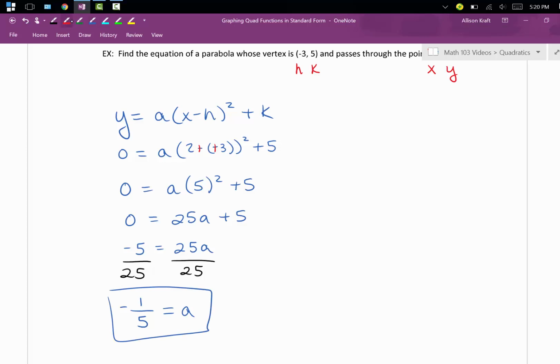To write our equation, we're now going to plug that a that we just found and the given vertex into our standard form. We get the quadratic function f of x equals -1/5 times x. Remember, going from the vertex to the equation, the sign is always opposite. So this is going to be x plus 3 squared plus 5.